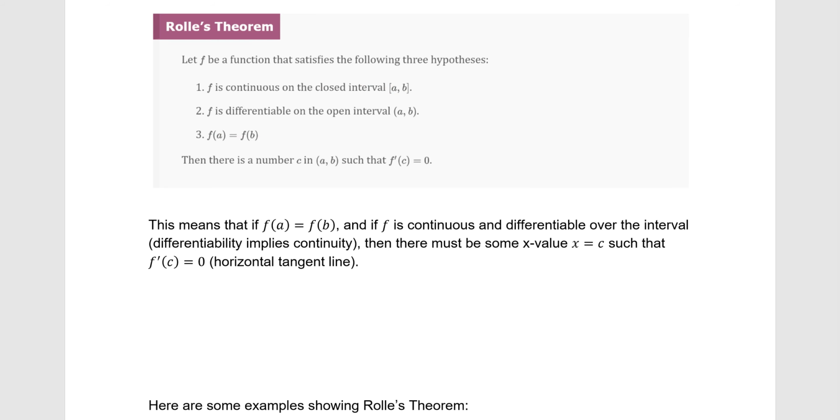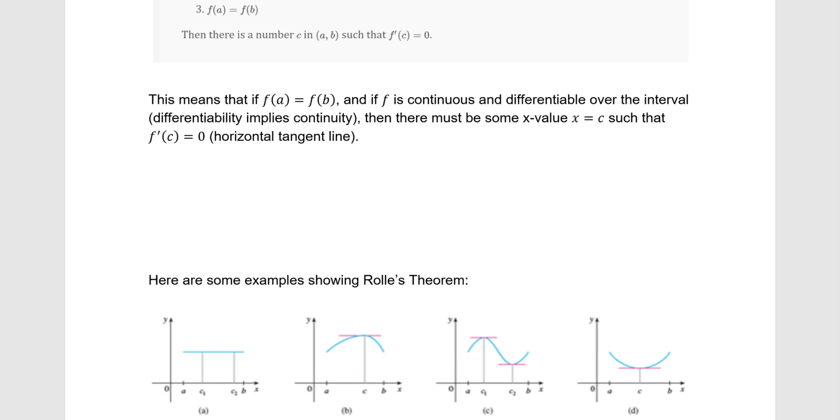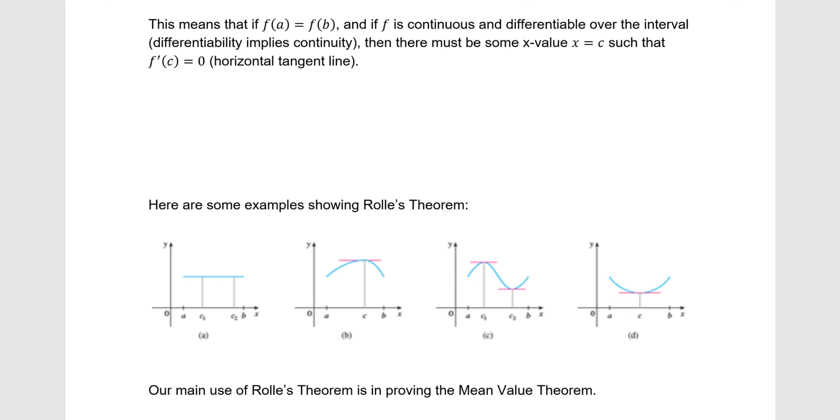So that means the y-coordinates for the endpoints are the same. Then there has to be some number c in that interval such that f prime of c equals 0, meaning that there's a horizontal tangent line somewhere. Before we take a look at these examples on the bottom of the page, let's draw a quick little example right here in the middle.